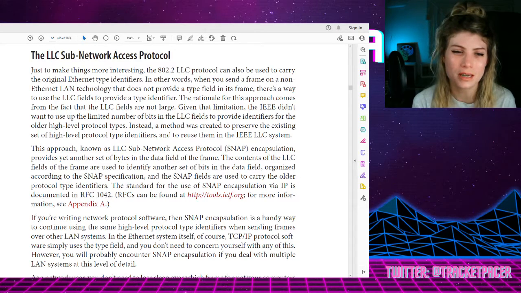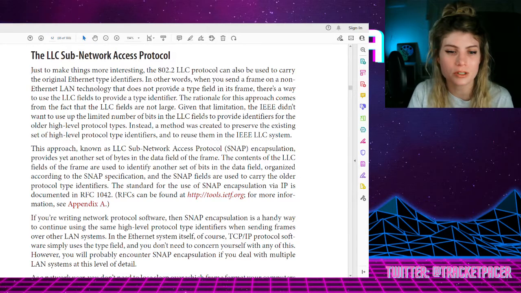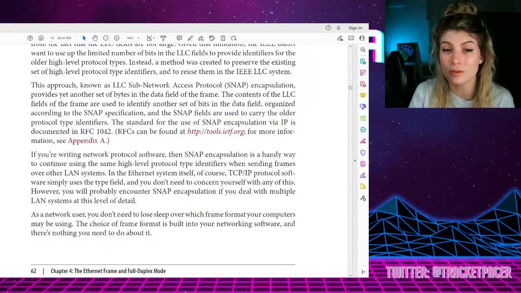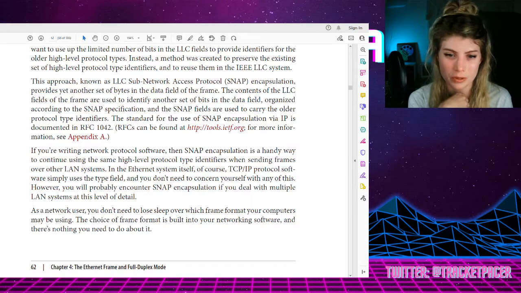Okay. SNAP encapsulation. If you're writing network protocol software, then SNAP encapsulation is a handy way to continue using the same high-level protocol type identifiers when sending frames over other LAN systems. In the Ethernet system itself, of course, TCP/IP.